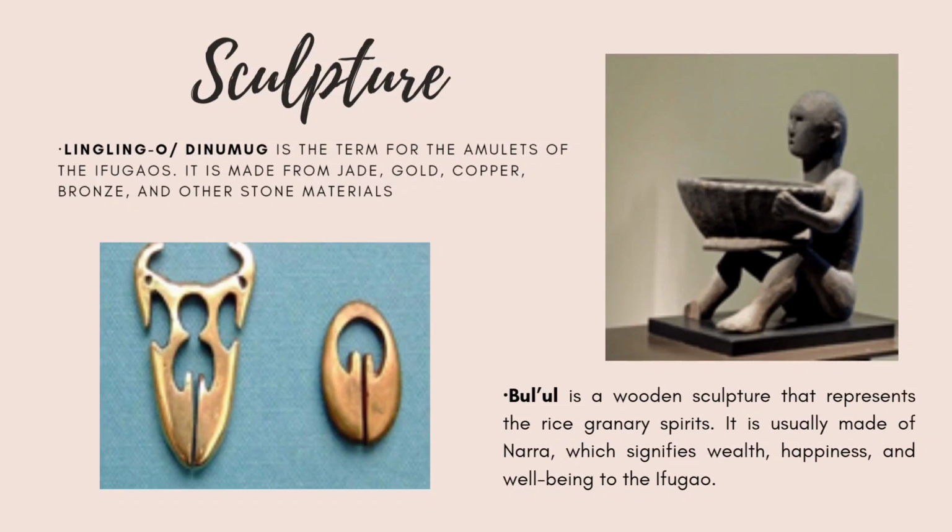Next is bulul. It is a wooden sculpture that represents the rice granary spirits. It is usually made of narra, which signifies wealth, happiness, and well-being to the Ifugao.